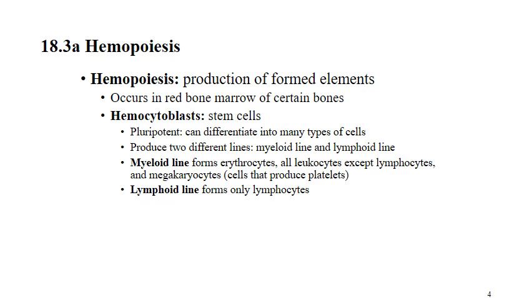All right, so starting off, hemopoiesis is just the production of formed elements. It occurs in red bone marrow of certain bones, for example, in the femur. Hemocytoblasts are stem cells. They're pluripotent, meaning they can differentiate into many types of cells, and they produce 2 different lines, the myeloid line and the lymphoid line. The myeloid line forms erythrocytes, or red blood cells, all leukocytes except for lymphocytes, and megakaryocytes. These are cells that are going to produce platelets. And then we have our lymphoid line, which forms only our lymphocytes.